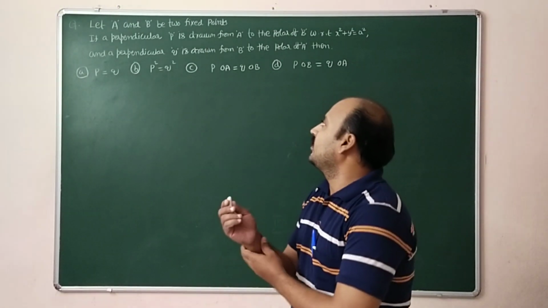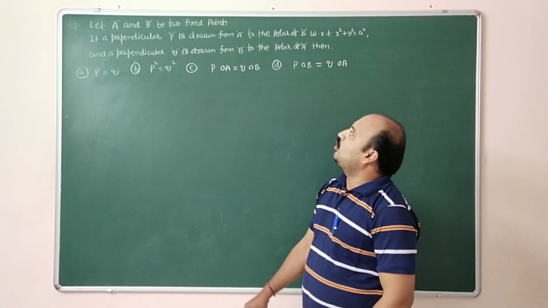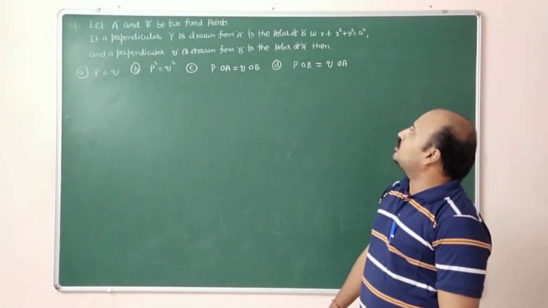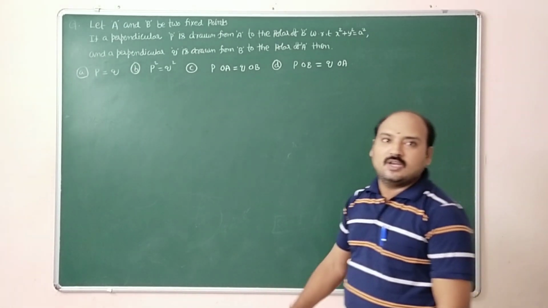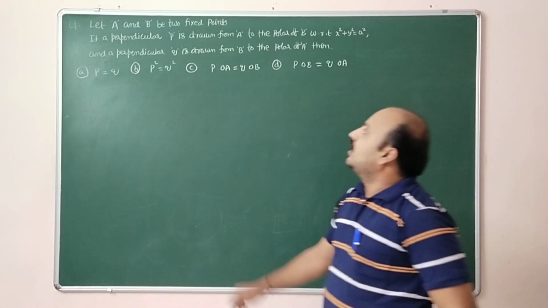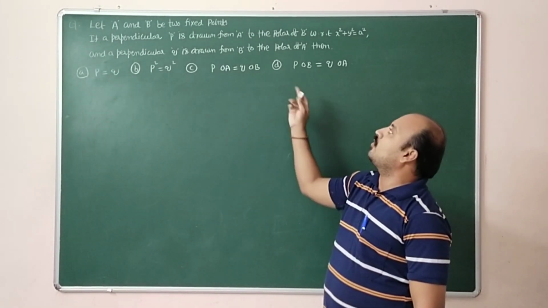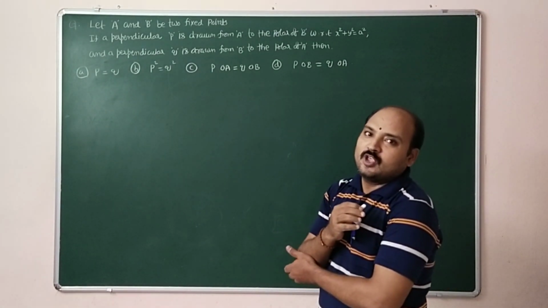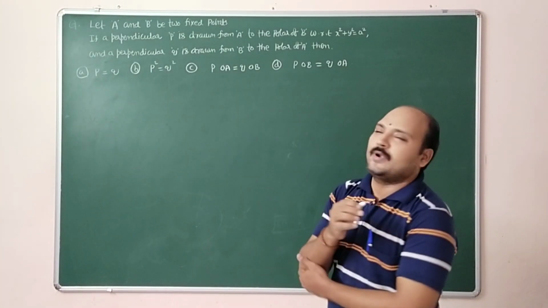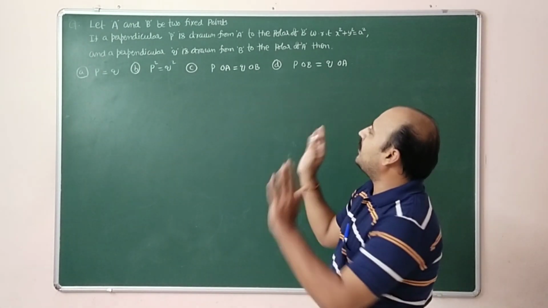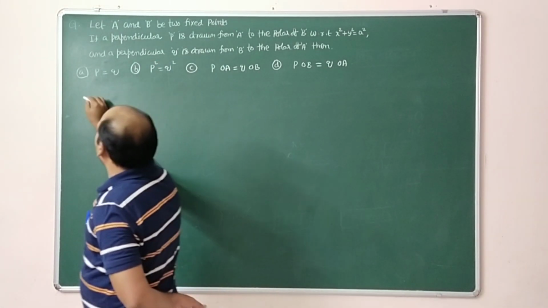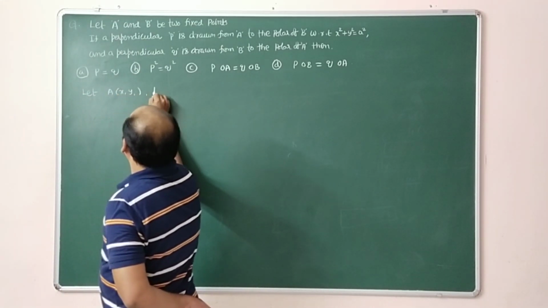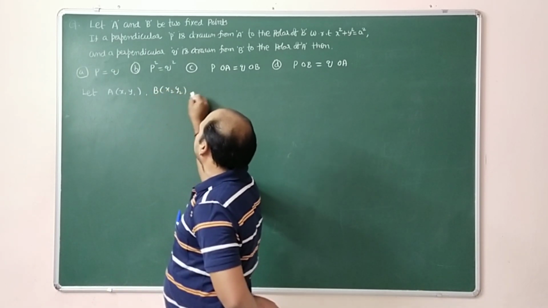The next question. Let A and B be two fixed points. If a perpendicular P is drawn from A to the polar of point B with respect to the circle x square plus y square equal to a square, and a perpendicular Q is drawn from B to the polar of A, then these are the options. So here the question is related to polar and perpendicular distance. Two points are there. Let A of x1, y1 and B of x2, y2 be the two fixed points.